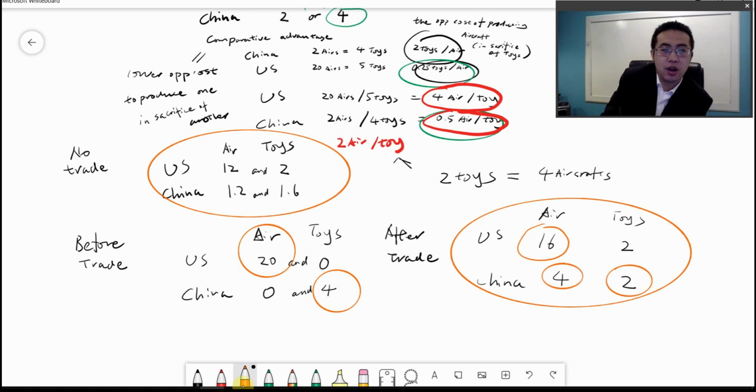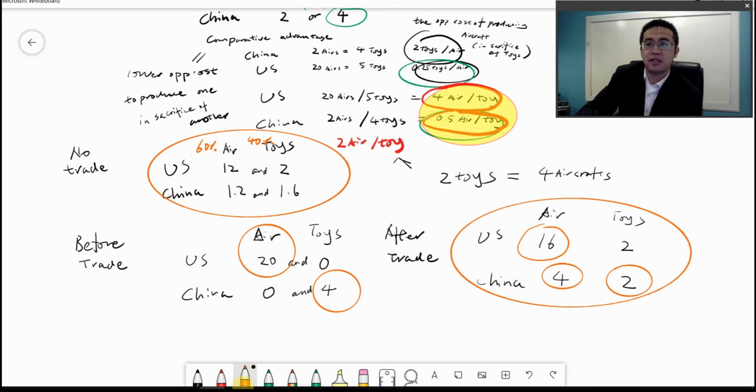See, I put a 60-40% allocation of resources; the 60% and 40% together make 100% of resources. You can exchange that with 30 to 70 or 15 to 85. And the trade price doesn't have to be 2 aircraft per toy. It can be 1 aircraft per toy or 3 aircraft per toy, as long as the price falls into the range of 0.5 to 4. That's a reasonable trade price. And in particular, which boundary it is closer to really depends on the negotiation power of both countries.